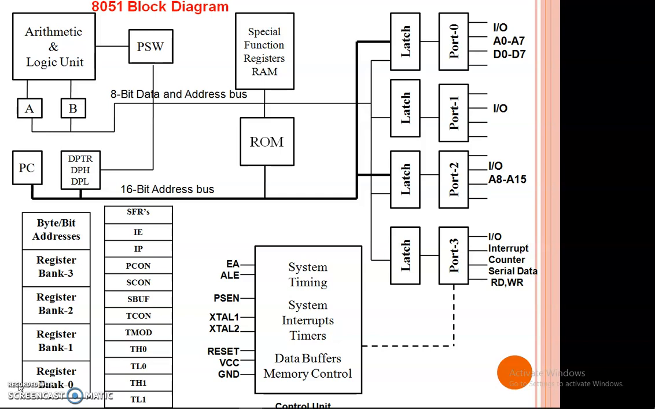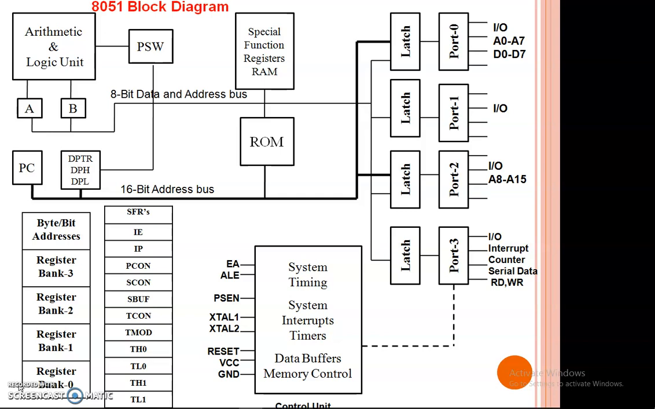Now let us see the second port, port 1, P1.0 to P1.7. It has only one function, that is I/O. It is a very simple port. Next, the third port is port 2. It has 8 pins, P2.0 to P2.7. It has two functions. One is I/O, the second is the higher byte of the address bus, A8 to A15. 8051 microcontroller gets the 16-bit address bus from port 0 and port 2.